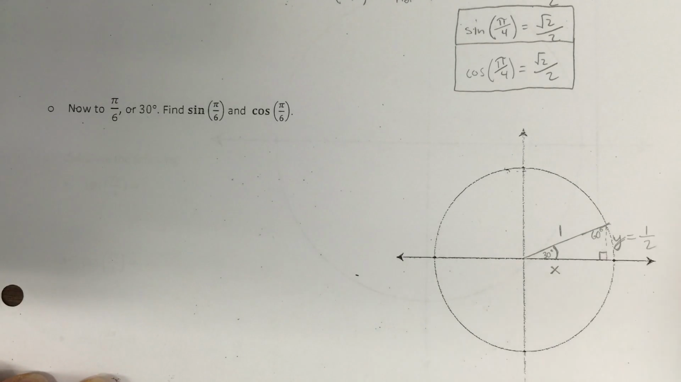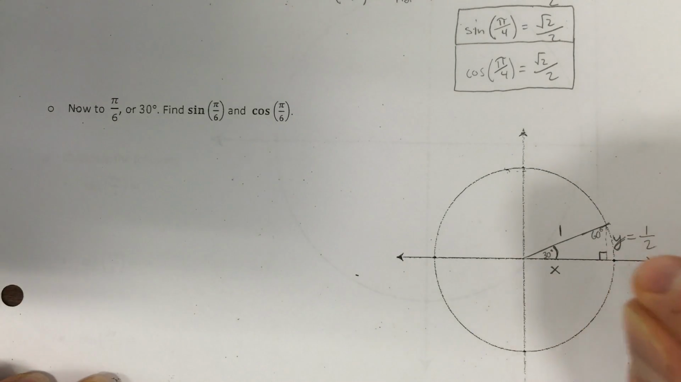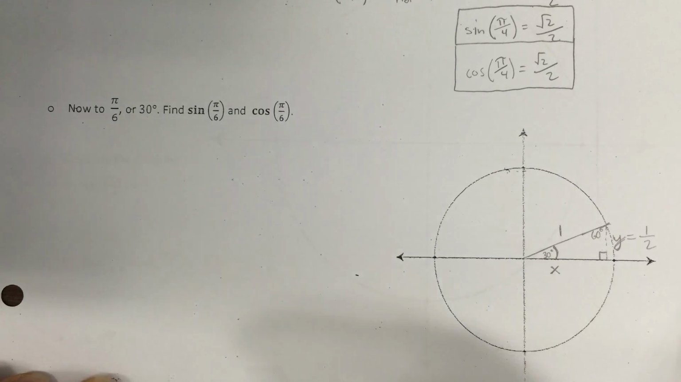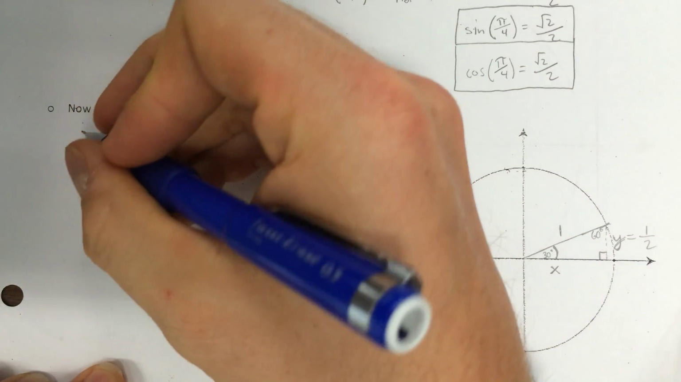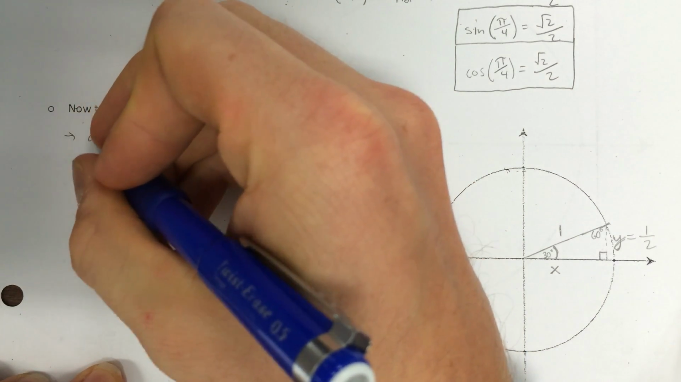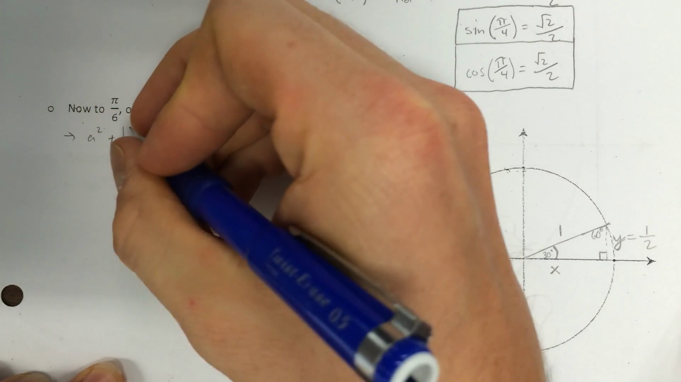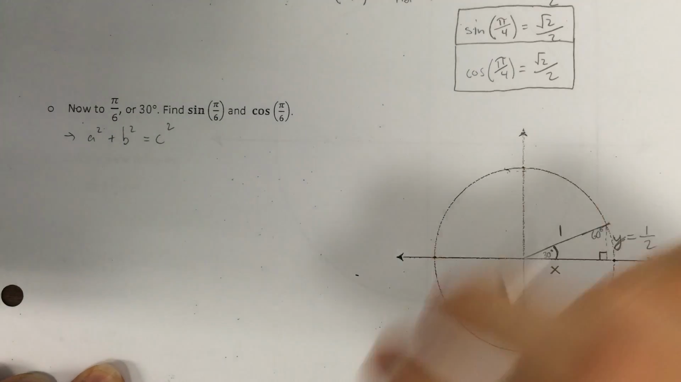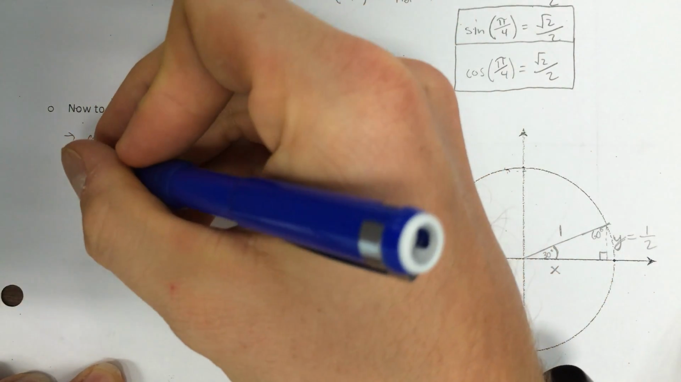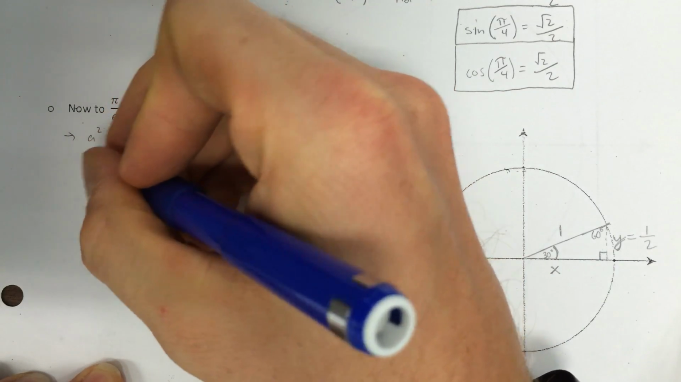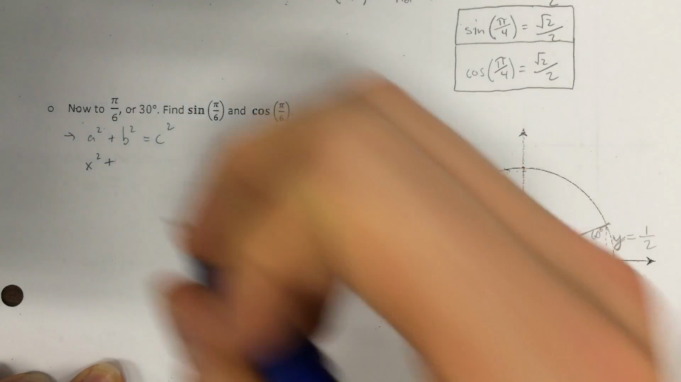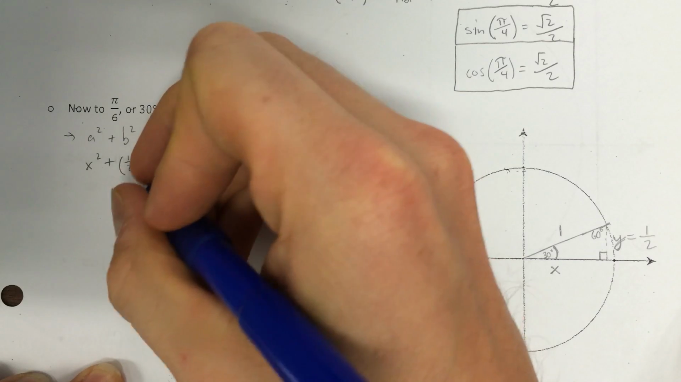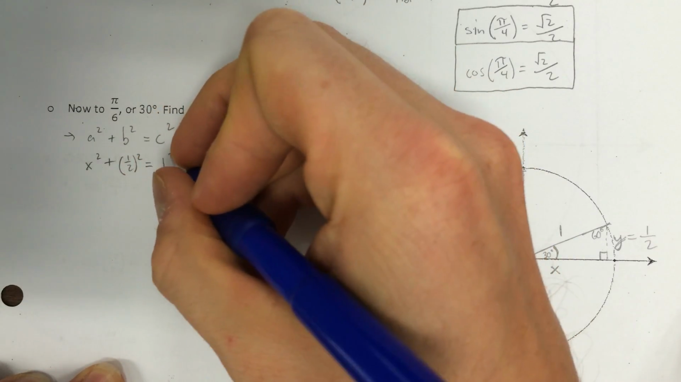But now we want to solve for x. So what we're going to do is the same thing we did in the first problem in part 1, we're going to use Pythagorean's theorem. So I'm going to make a bullet here. We have a squared plus b squared equals c squared. I'm going to set it up. So I'm going to let that be x. So we have x squared, b squared would be 1/2, and c squared would be 1 squared.